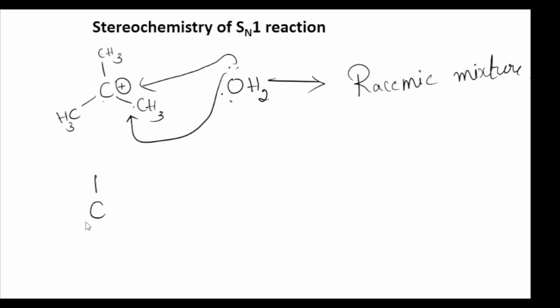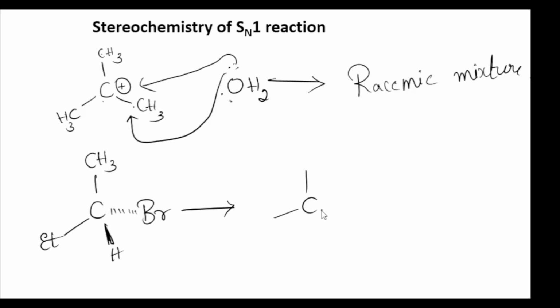And here I am taking one chiral carbon molecule, which has a methyl group, and here an ethyl group, and in the front I will take hydrogen, and in the back side I will take bromine like this. Now when it dissociates, it will give a carbocation like this, and here the same ethyl group is there, and here H is there. Here is the positive charge.